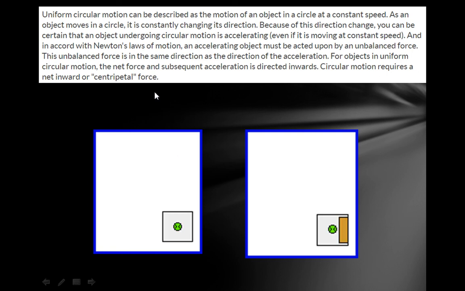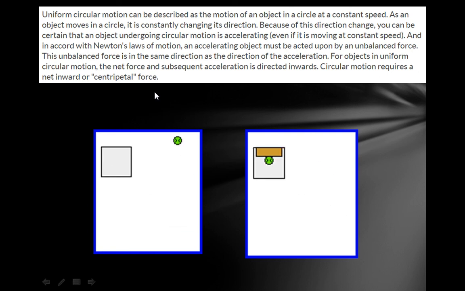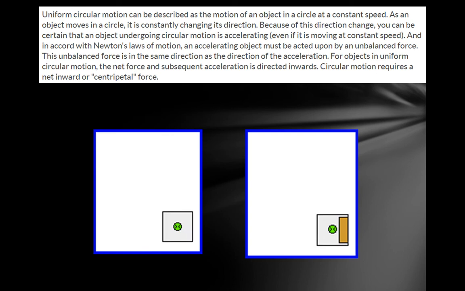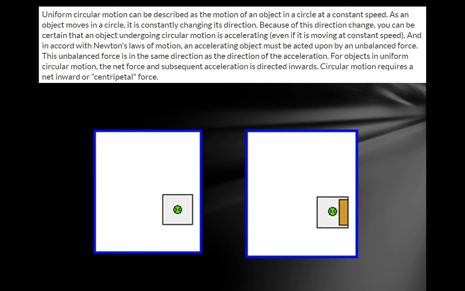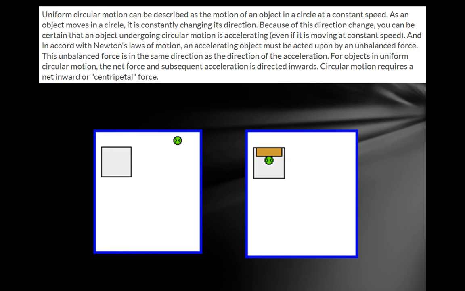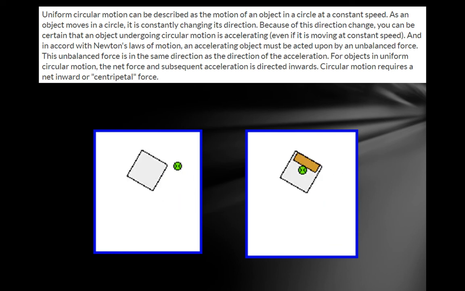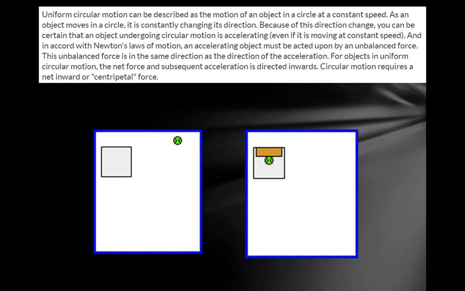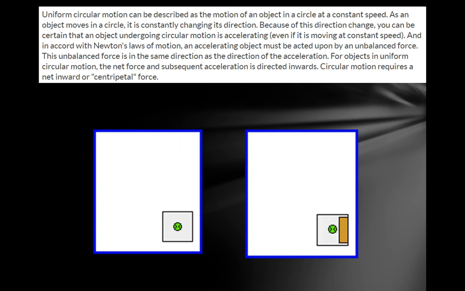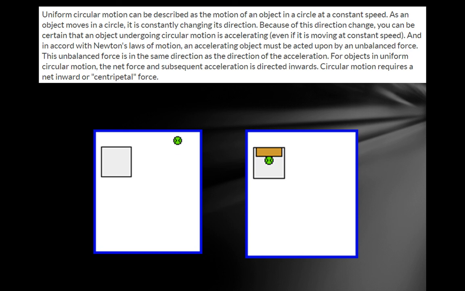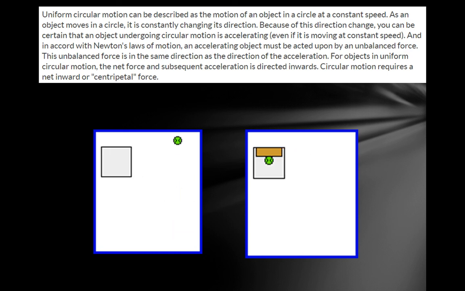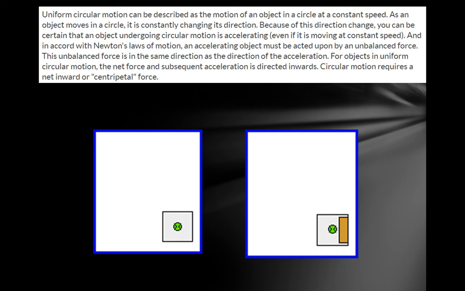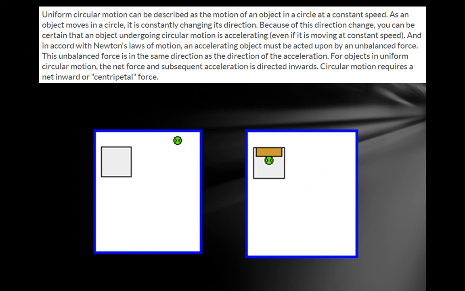So uniform circular motion can be described as the motion of an object in a circle at a constant speed. As an object moves in a circle, it is constantly changing its direction, and therefore it's undergoing acceleration. And in accordance with Newton's laws of motion, an accelerating object must be acted upon by an unbalanced force. This unbalanced force is in the same direction as the direction of the acceleration.